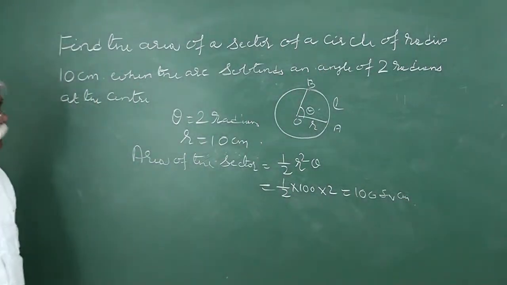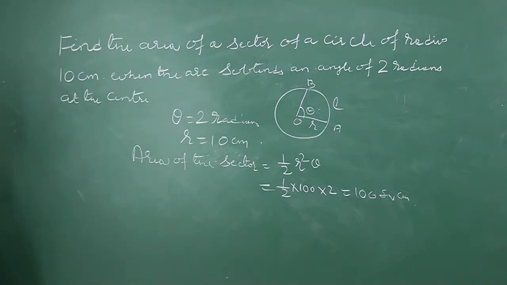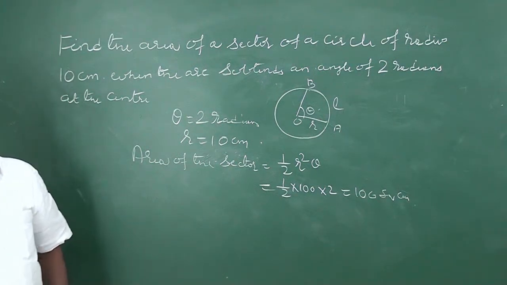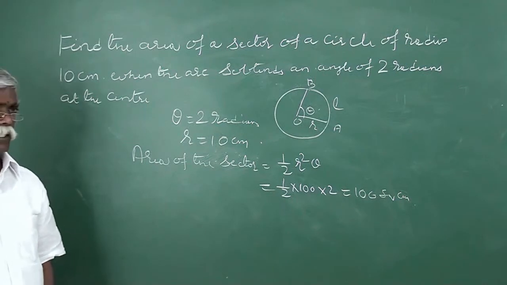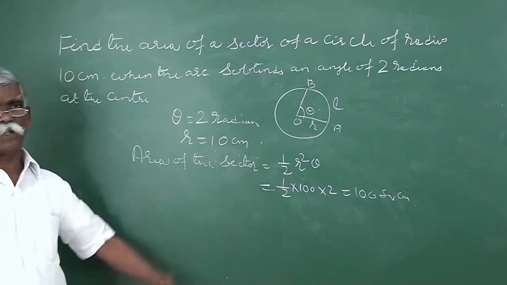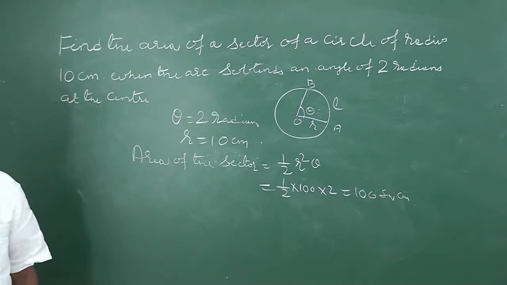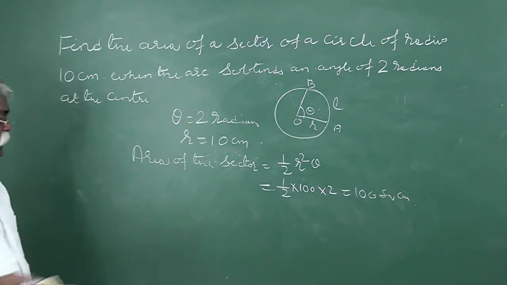So we are asked to find the area of a sector of a circle of radius 10 centimeters when the arc subtends an angle of 2 radians. Area of the sector is half r square theta. It is also equal to half LR, and L is equal to r theta. Therefore, it is equal to half r square theta. So half into 100 into 2. Therefore, it is 100 square centimeters.